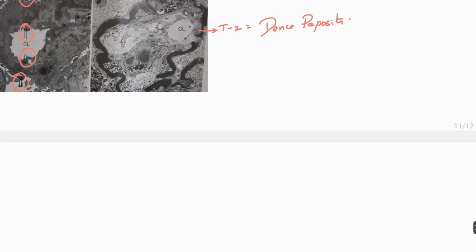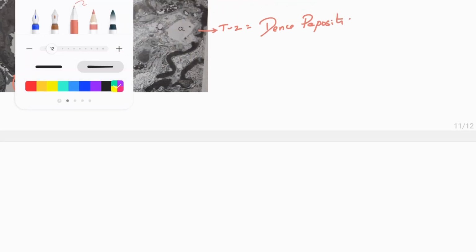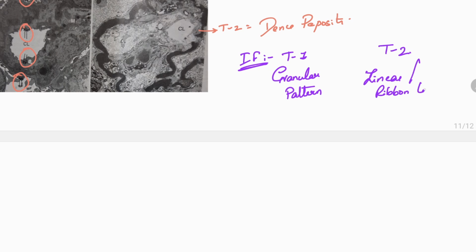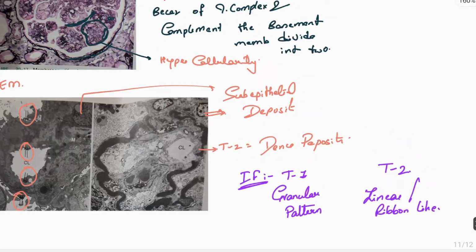Now let's move into the immunofluorescence, which is very easy. Let me write it here. Immunofluorescence. In immunofluorescence, in type 1 you can see granular pattern. Whereas in the type 2 you can see linear one or ribbon like. So these are the observations that you can find in the membranoproliferative glomerulonephritis. So this is all for today.